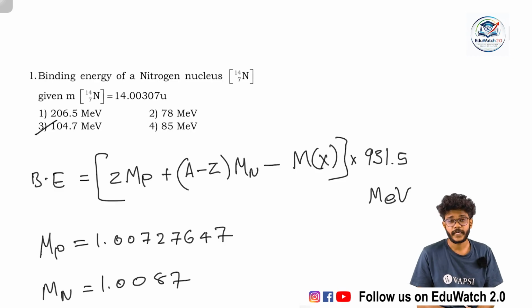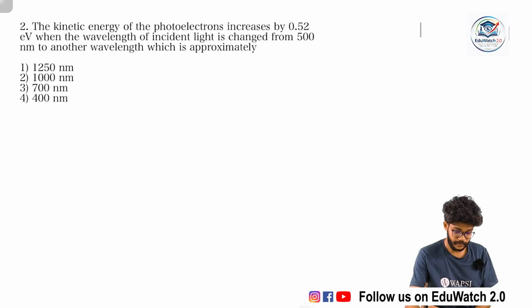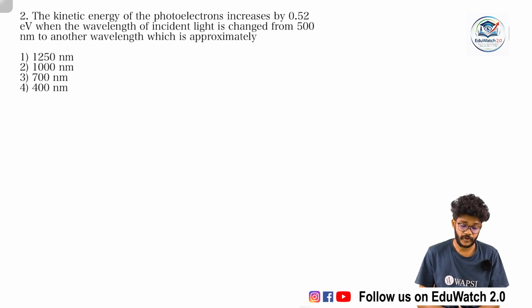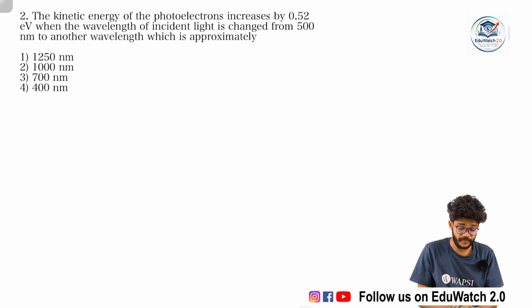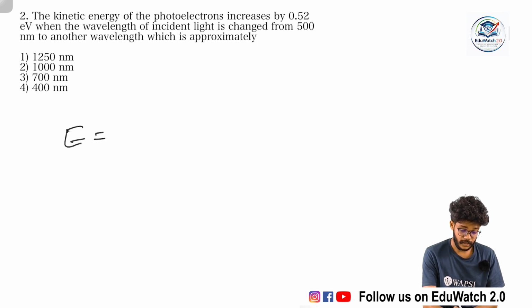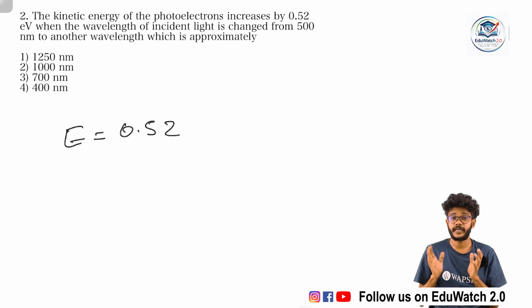Okay, so we can move to the second question. The kinetic energy of the photoelectron is increased by 0.52 electron volt. That means the kinetic energy is increased by giving additional energy. The kinetic energy is increased by 0.52 when the wavelength of incident light is changed from 500 nanometer to another wavelength. So actually the initial wavelength is 500.